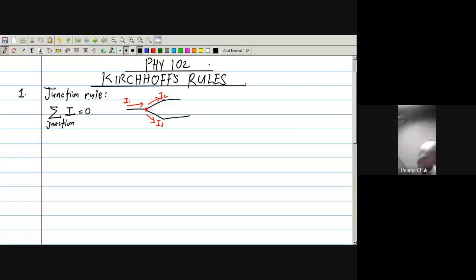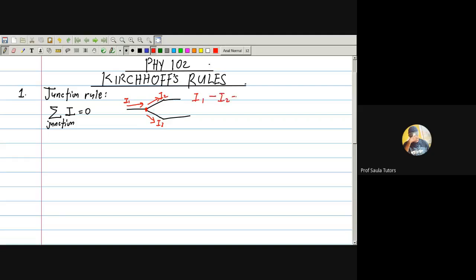Yes, sir. Good. So from this junction, if I want to apply Kirchhoff's rule, what do I say? I1 is entering the junction, so it will be positive. I2 is leaving, I3 is also leaving, so it will be negative. So according to Kirchhoff's, the sum of current at this junction will be equal to 0. So from here, I can just say I1 equals I2 plus I3. If you observe, the sum of current entering the junction equals the sum of current leaving the junction. Do you see that?